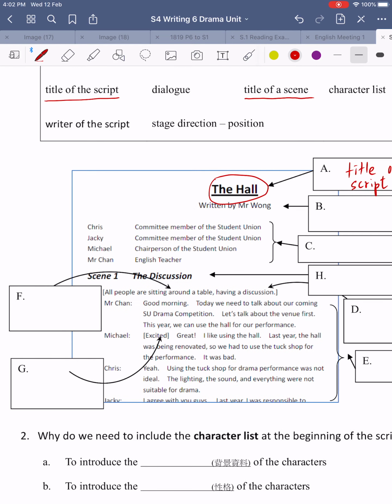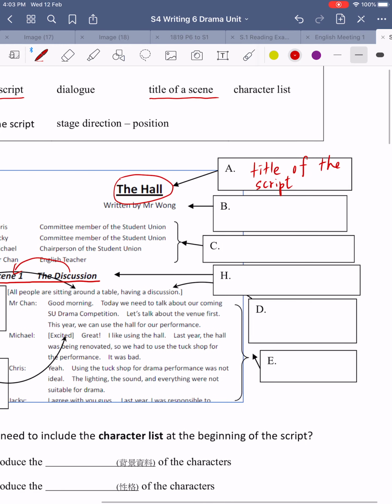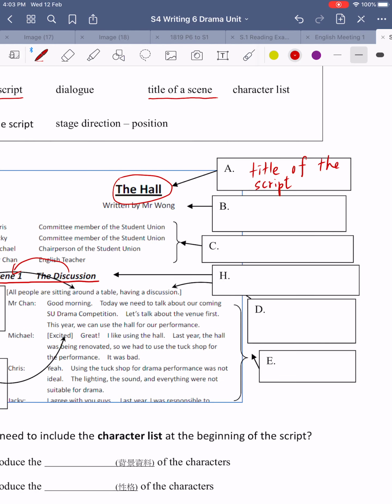Then, what is the second title? As you can see, scene 1, the discussion here. This title, the discussion, is the title of the scene 1. So, we know this one should be title of a scene. So, we write down D here. Title of a scene.